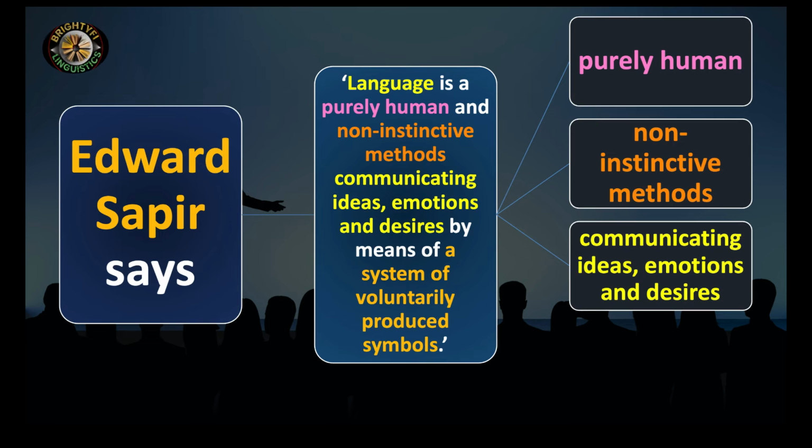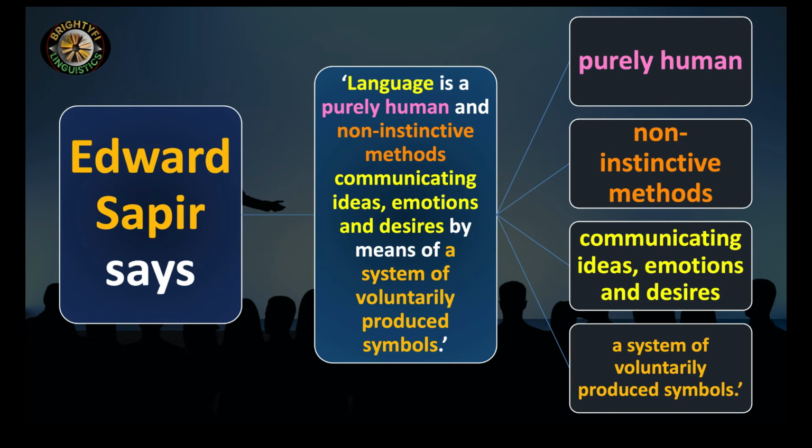Communicating ideas, emotions and desires. Of course, language helps us to express ideas, emotions and our desires. Without language, we as humans cannot exist in society. By means of a system of voluntarily produced symbols. And how do we communicate ideas? By a system of voluntarily produced symbols.